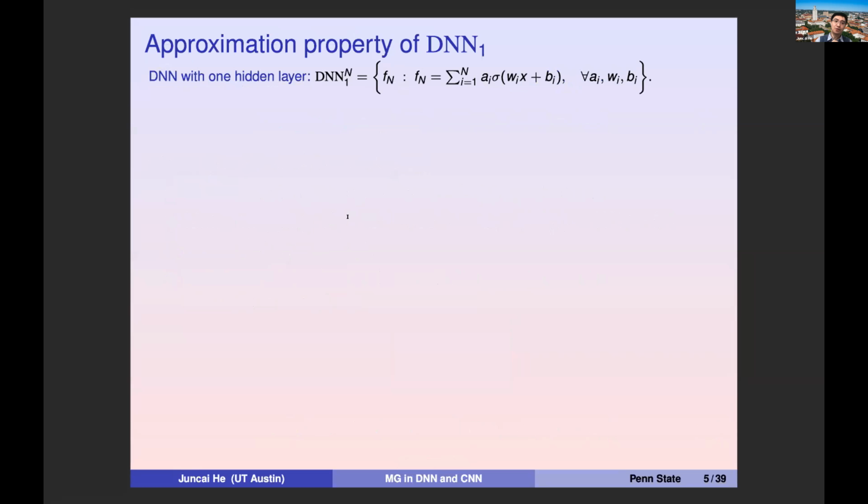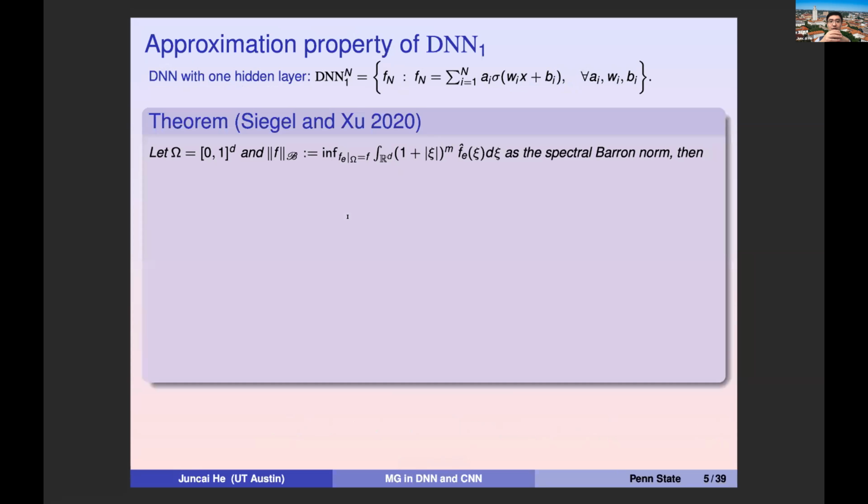Then the first thing is, of course, the approximation property, which is among the most attractive topics for DNNs. Before we go deeper, we think about the approximation property for one hidden layer. This is a beautiful result, I guess just proved last week or so.